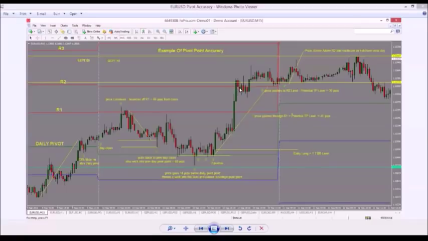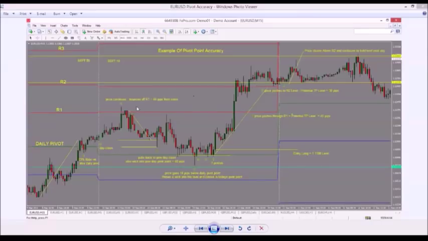It kind of stalls at this R2 level, breaks through, and it continues into the New York close one more time. And we can see right here the great amount of respect we get. The price does not break through R2. It actually slowly closes into it and bounces off.